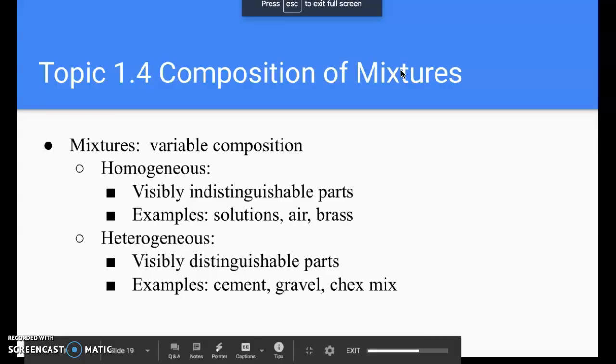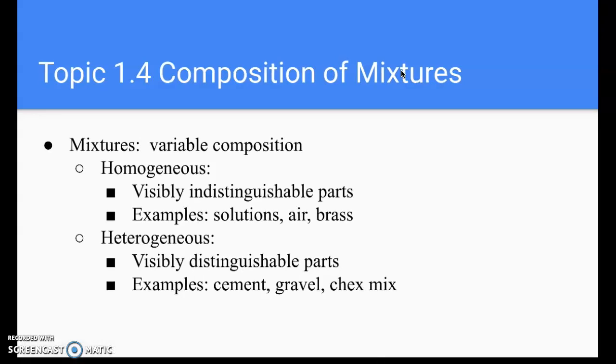Hello, here's a screencast for sections 1.4 and 1.5. So the first topic is 1.4, it's compositions of mixtures. There's not that much stuff to know from this topic.